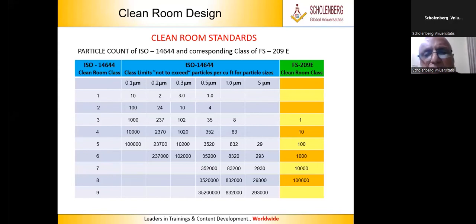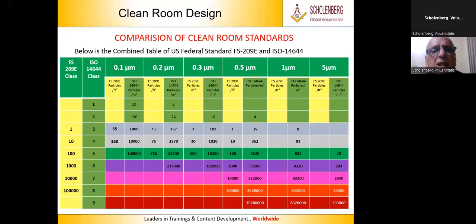Okay. So these are two standards. One is ISO 14644 and FS 209E. Different people follow different standards, but both are the same. Now we are comparing. This complete comparison is given to you for your reference. At any time you can compare what is what at different degrees of contamination, 0.1 micron, 0.2 micron, 0.3 micron, and so on. The complete table is given to you.